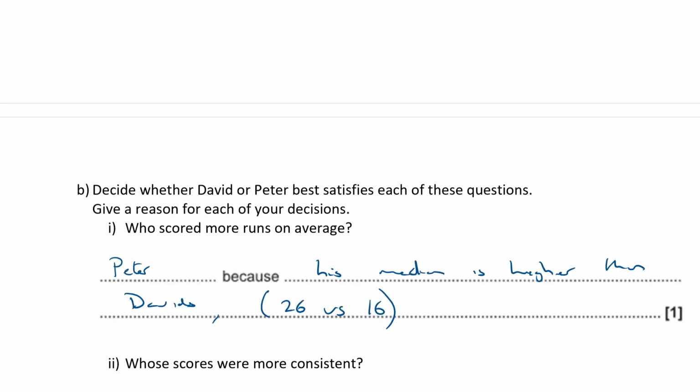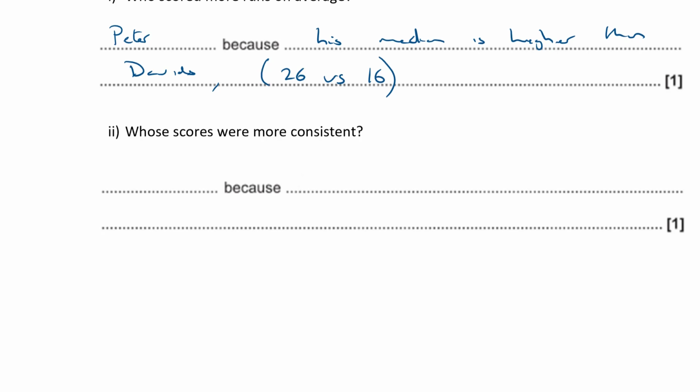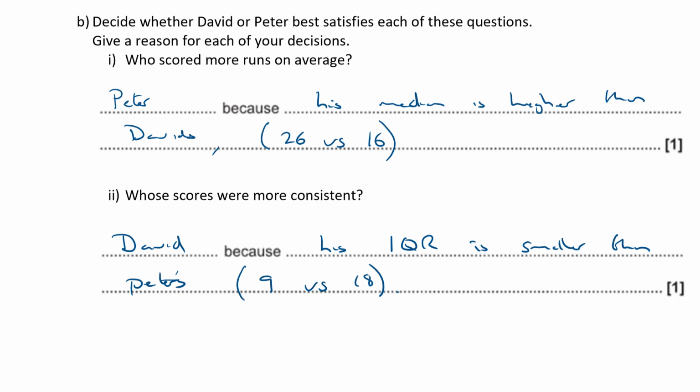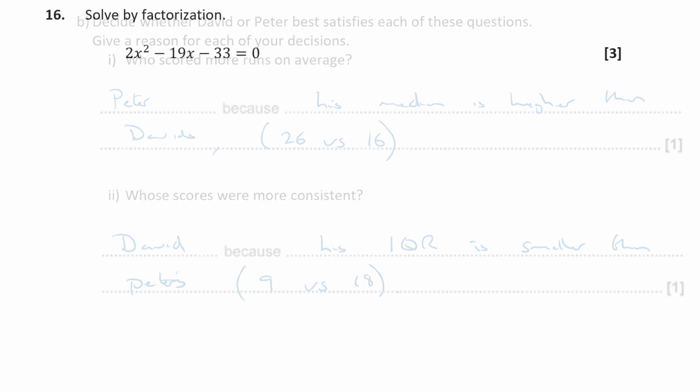So my answer is, whose scores are more consistent? David, because his interquartile range is smaller than Peter's. And that was 9 versus 18, if you remember rightly. Okay, so that's it. Question 16.